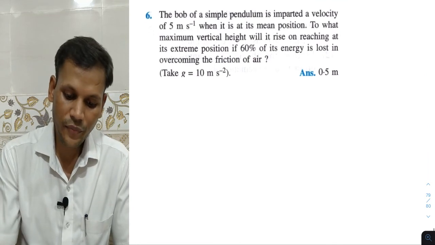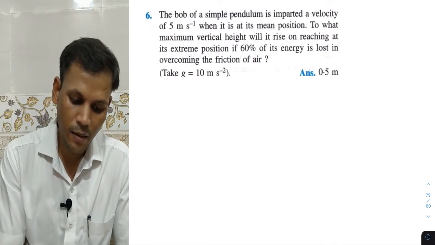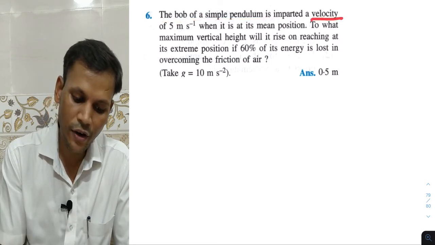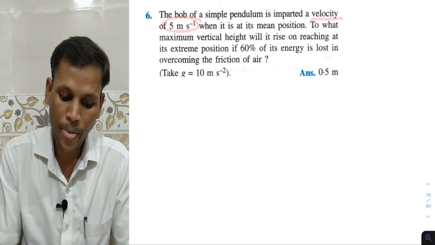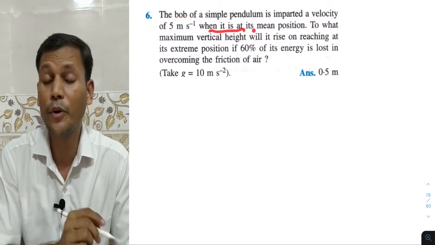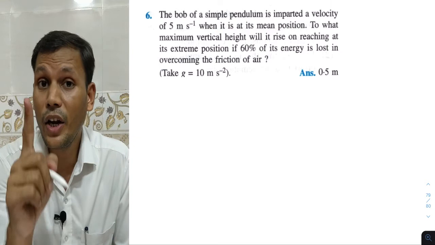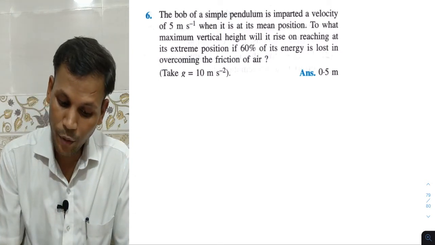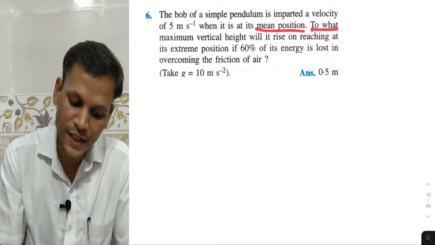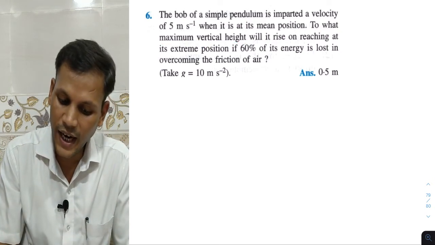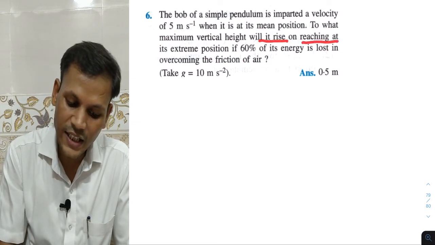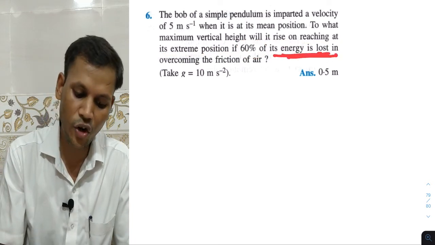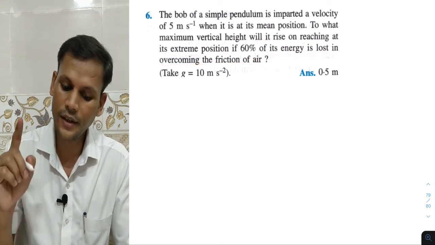Now next sum, which is question number 6. The bob of a simple pendulum is imparted a velocity of 5 meter per second when it is at its mean position. At mean, velocity is maximum. To what maximum vertical height will it rise on reaching its extreme position if 60% of its energy is lost in overcoming the friction of air?